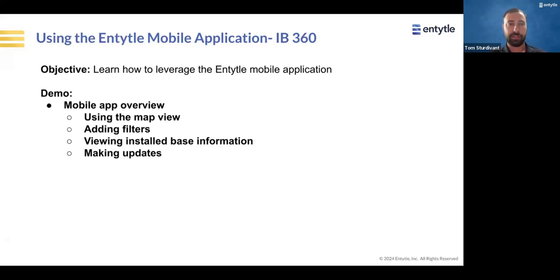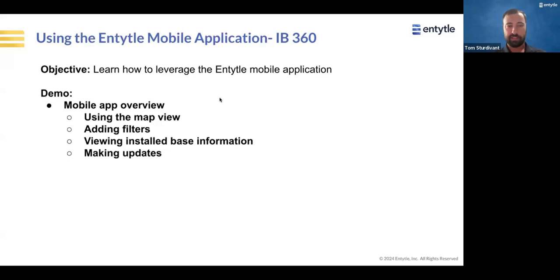So I want to just review a general overview of how to use the mobile app. What are some of the different use cases for the mobile app that might not be the exact same as what you'd be using the desktop? And then generally just cover how to do different things inside of the mobile application that are, again, a little bit different than what you're going to be seeing in the desktop version as well.